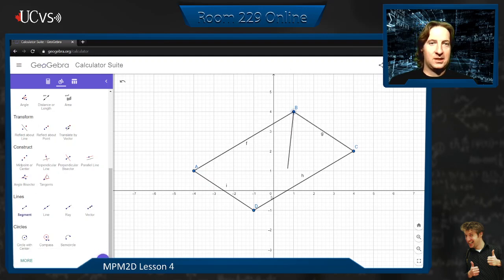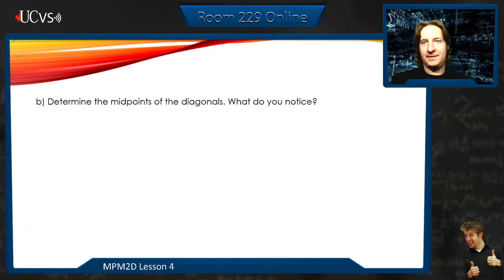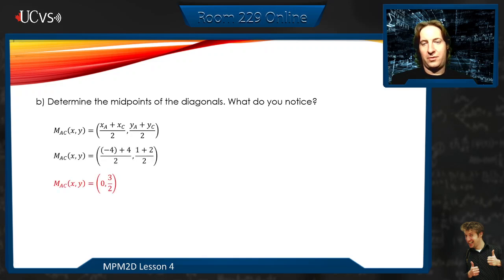I can go from B to D and A to C. And the question was, what are the values here? And as you can see, they're interesting. Let's actually do the calculations for part B. So determine the midpoints of the diagonals. What do we notice? So this is our midpoint formula. We take the average of the x values, the average of the y values, and if we do that for AC, we get 0, 3/2. So it's an x value of 0 and a y value of 3/2.